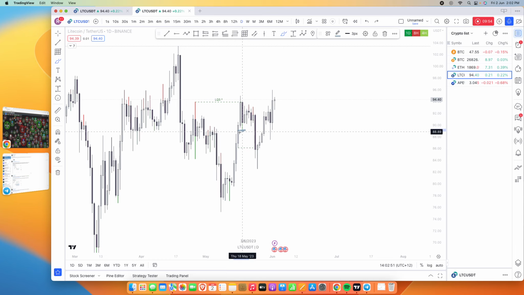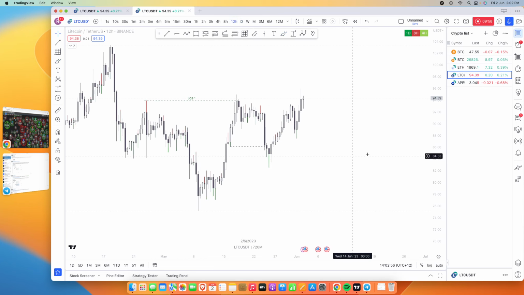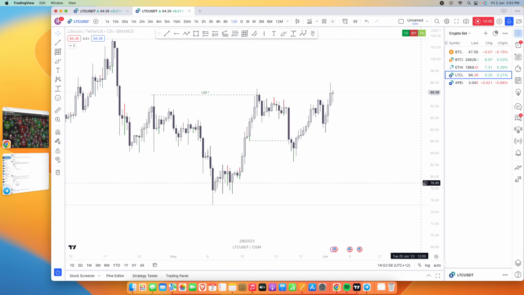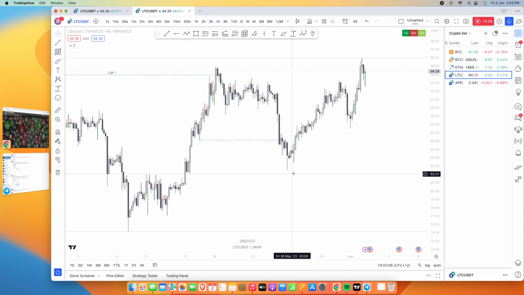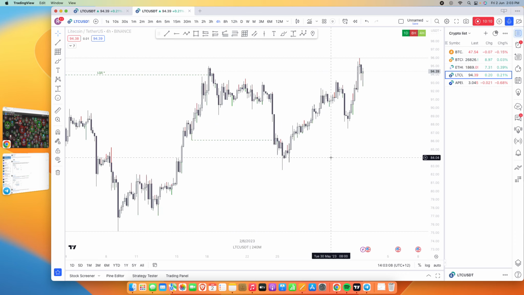I was expecting price to at least come into here. But overall, I was looking for price to come down into this key liquidity level here. Here's our key liquidity level that price perfectly came to. It may have gone a bit lower, but if we go into a smaller time frame, it probably took out an even more important liquidity level.